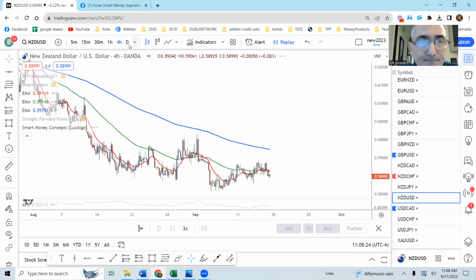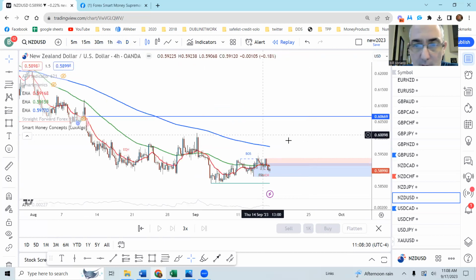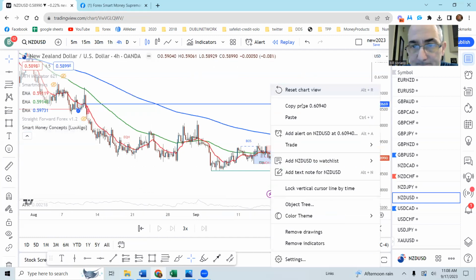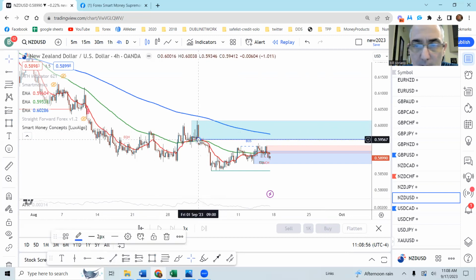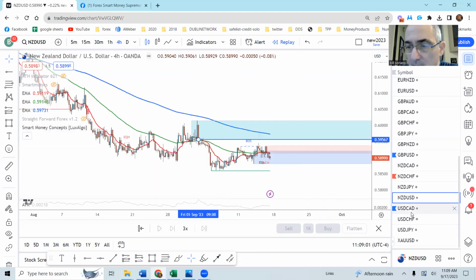NZD USD. Looking at the daily chart, we are bearish. Right? We got this order block right here. I'm not quite sure. We got a break of structure here. So that validates this order block right here. So let's just remove our drawings here. This is a beautiful order block. We have a nice engulfing candle after it. We're going to set our point of interest right there. Our alert set right there.